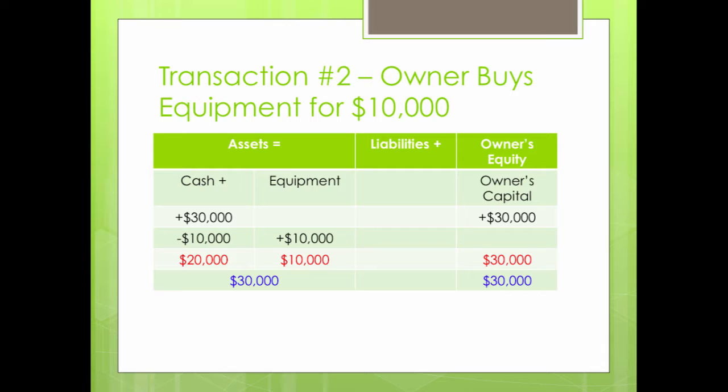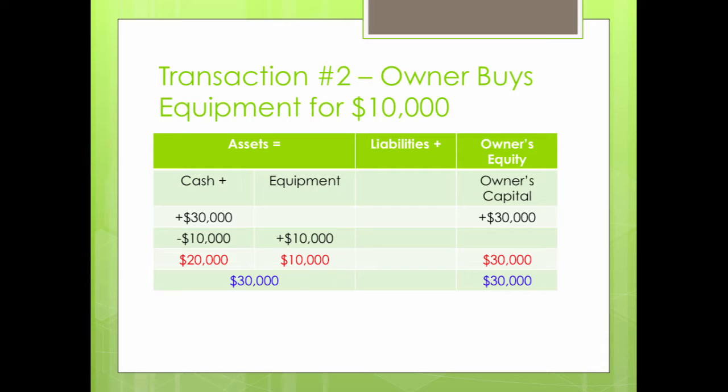Now, in this case, it only affects two accounts. So the last question is, is the accounting equation balanced? So again, what you need to do is add each account that has been affected and also bring down the balance for the accounts that are not affected by this event.